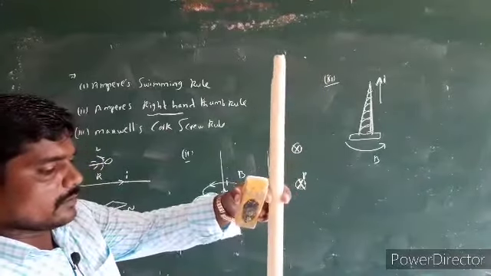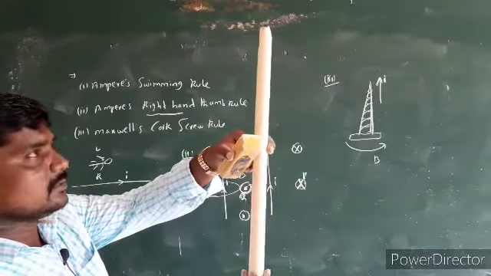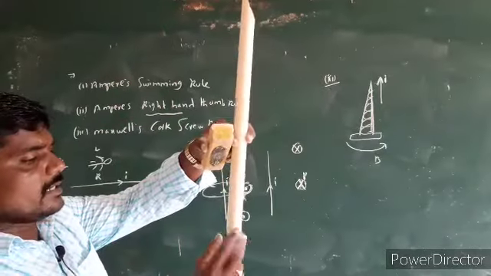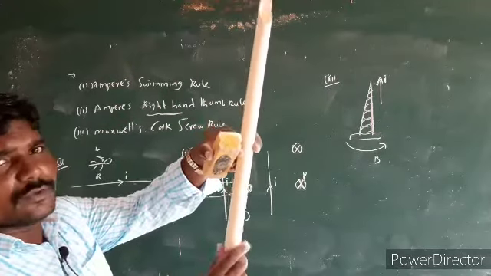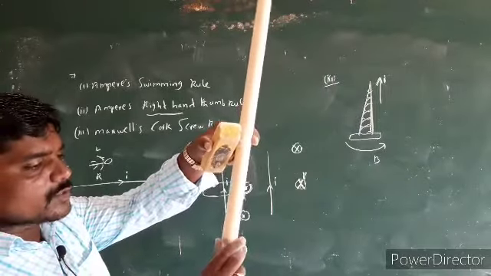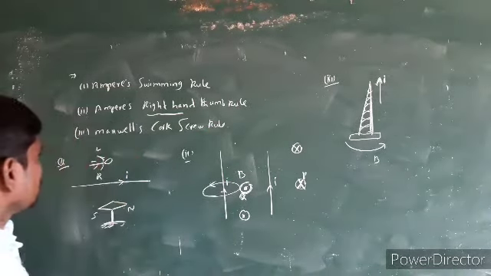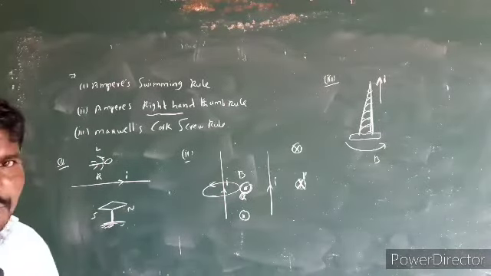Now this is the screw head. I am rotating like this. Now it moves upwards. If the advancing direction is in the direction of current in the conductor, the rotating direction of the head of the screw gives the direction of magnetic field. These three are the rules to know the direction of magnetic field around a conductor.